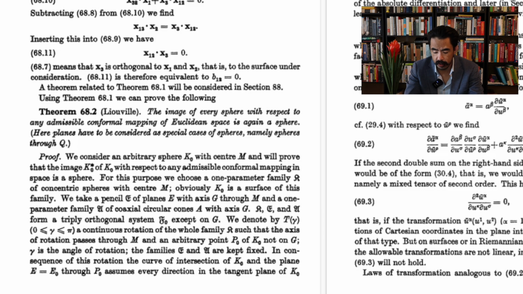We consider an arbitrary sphere K0 with center M, and we'll prove that the image K0 star of K0 with respect to any admissible conformal mapping in space is a sphere. For this purpose, we choose a one-parameter family cursive R of concentric spheres with center M. Obviously, K0 is a surface of this family. We take a pencil cursive E of planes capital E with axis capital G through M, and a one-parameter family cursive U of coaxial circular cones capital A with axis G.